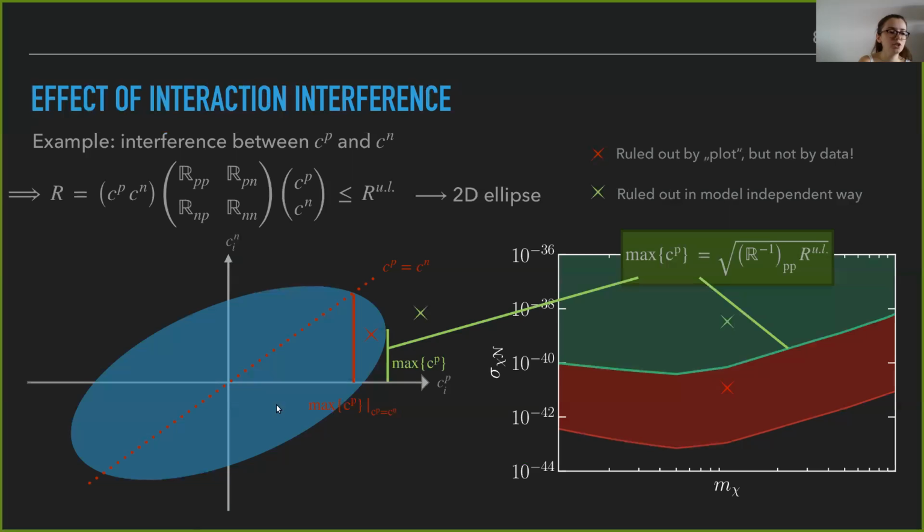This means that the relation between the interaction rate and the couplings looks like that. So we have a 2x2 matrix here. And if we have a closer look, one can see that this has the form of a 2-dimensional ellipse. We use this fact to get a bit more insight. On the axis, we have CP and CN. And this is an example for such a 2-dimensional ellipse.